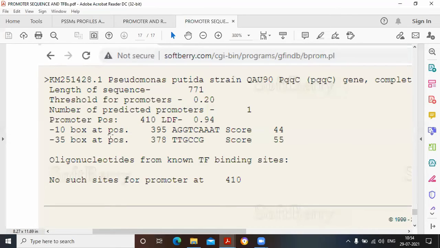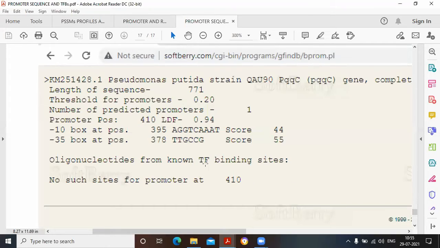For the minus 10 box, they found the position at 395 and the score they got is 44, which is more than the threshold score. The minus 35 box is present at position 378, the sequence is like that, and the score is 55. So this way we can understand, for the particular promoter, where exactly it is and what sequence it has with respect to the prokaryotic gene.